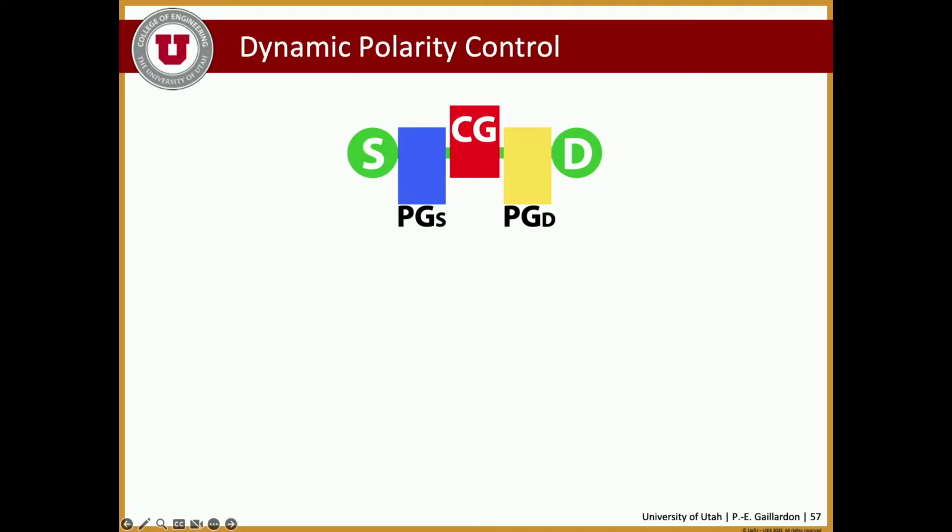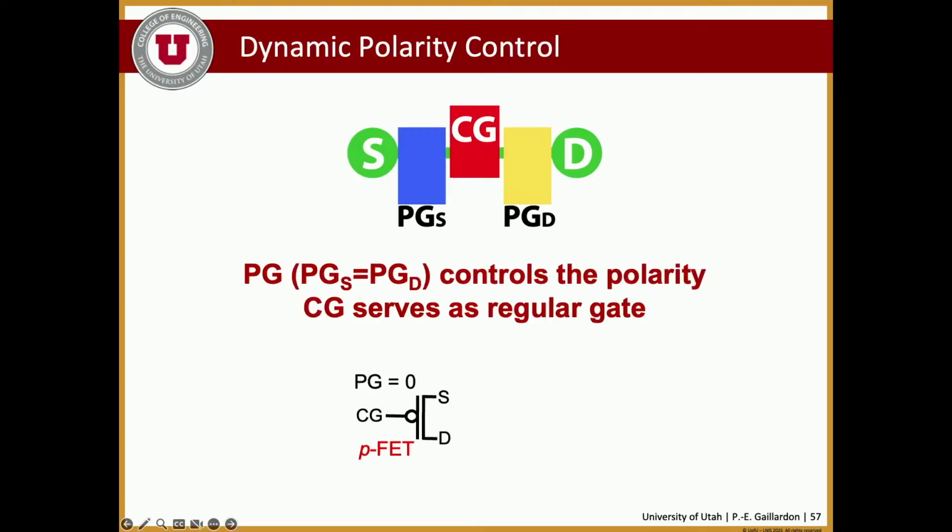With our device, if we took a helicopter view of it, we have a central gate and two additional terminals, the polarity gates at source and drain. These polarity gates can serve as controlling the polarity of the device. So if we look at our symbol, if PG is equal to 0, we'll have a p-type device. And if PG is equal to 1, we can have an n-type device.